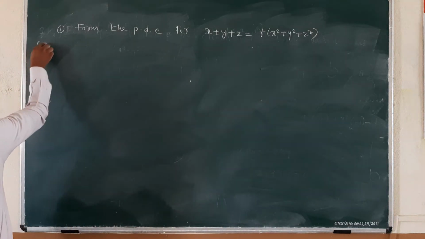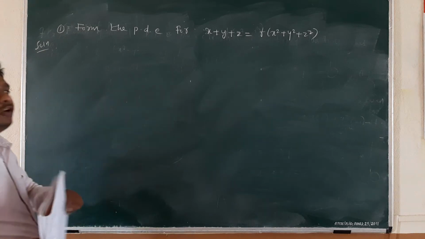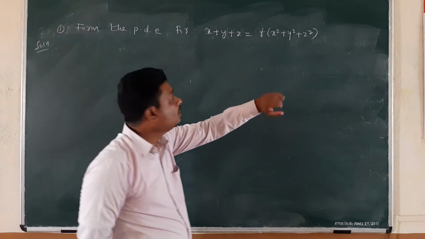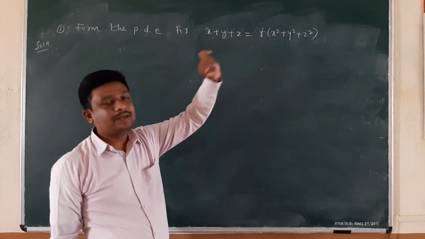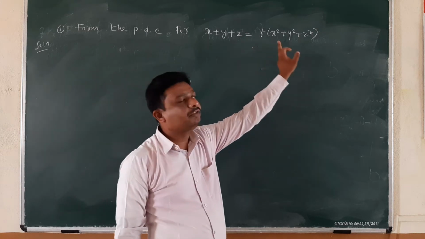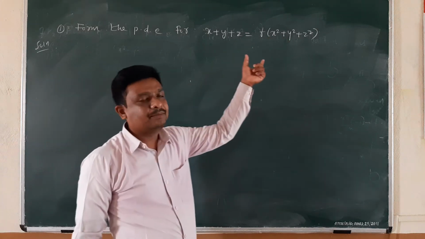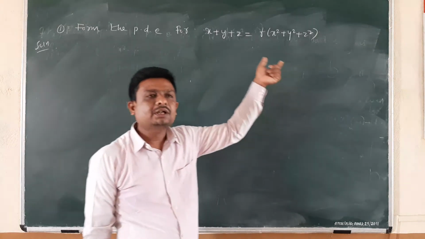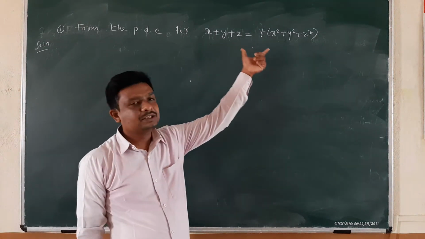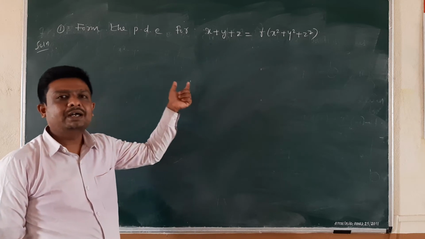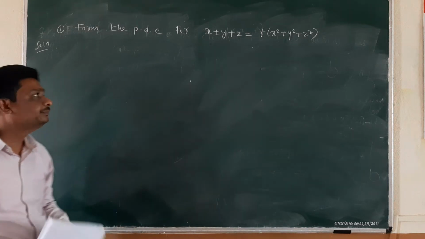Solution. So again the question is same. Form the partial differential equation for the function x plus y plus z is equal to f of x square plus y square plus z square. Again in this example we are having only one function. Therefore we have to differentiate the given function with respect to x and with respect to y a single time.